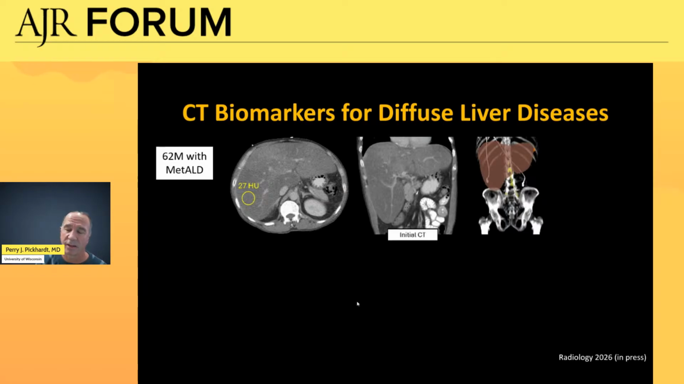In terms of diffuse liver disease, we have fatty liver disease, but more importantly, we want to identify those patients that go on to fibrosis, because that's really what drives mortality in fatty liver disease, as well as other chronic liver disease.